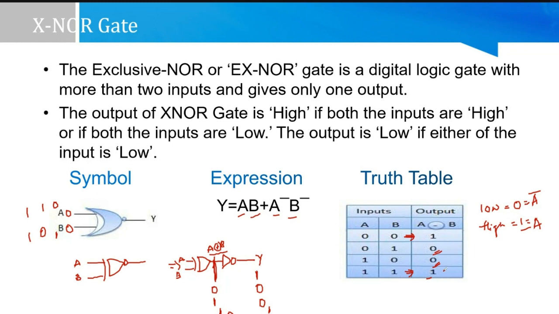So here there are two terms, so that's why we are adding them with the plus operation. You can also symbolize it as A XNOR B. Like a circle with a dot within it. This is the symbol of the XNOR gate. This will be the XNOR gate symbol. So instead of writing this expression, you can also write the expression as A XNOR B.